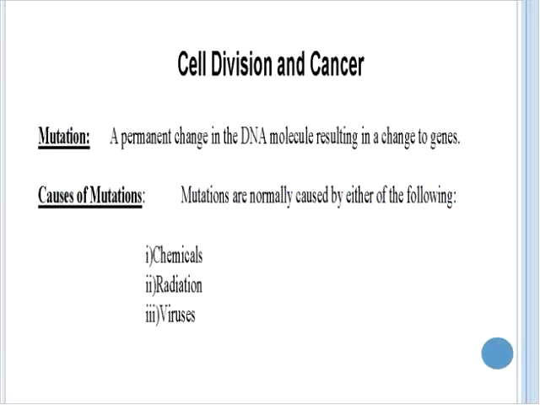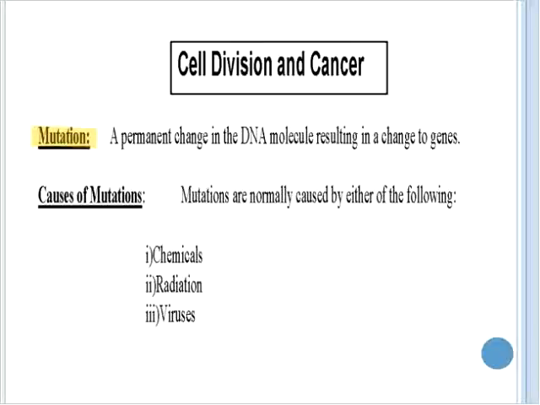In this clip, we'll be examining the impact of cancer on cell division and how the two are related. Before we begin, you need to understand a few basic terms. One of these is mutation. We define a mutation as being a permanent change in the DNA molecule which results in a change to genes.